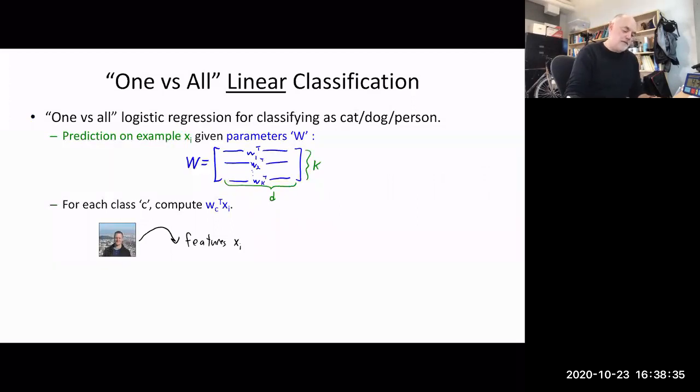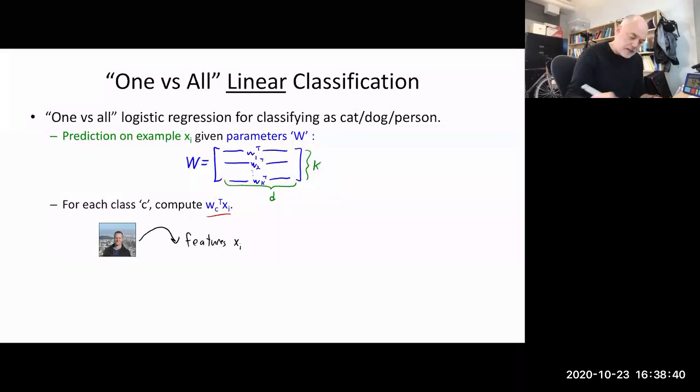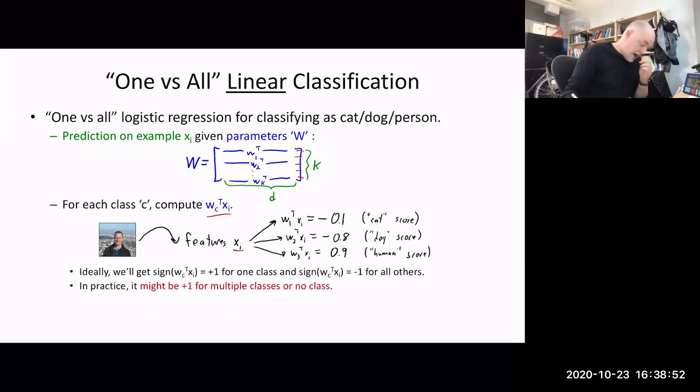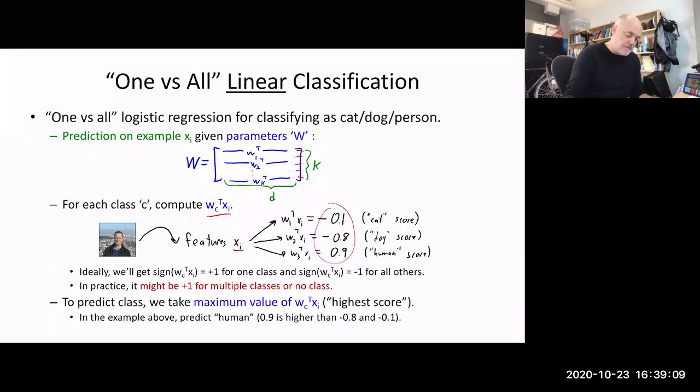What does this look like? For each class C, we compute WC transpose XI. So basically we go through all the rows and we compute, after extracting features or whatever, getting our features for whatever our application is, and we compute a score, okay? So ideally what we'd get is that the sign of these predictions would be positive for only one class and -1 for all of the others. Okay? In practice, it might actually be +1 for multiple classes or no class.